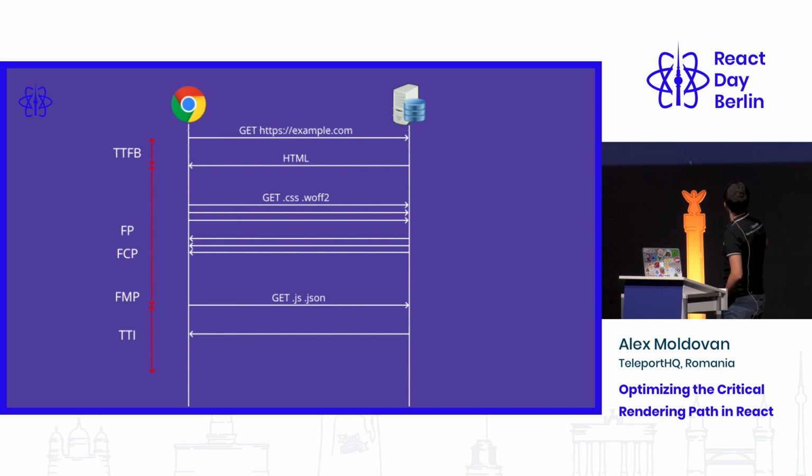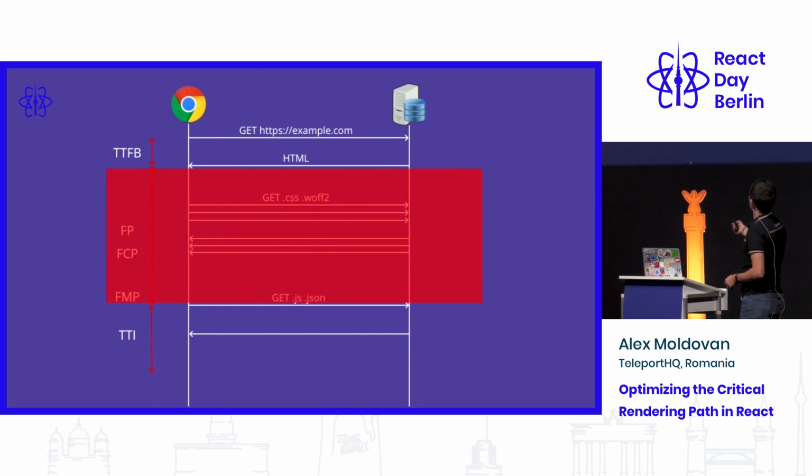Once we hit the first meaningful paint, we can actually continue with the rest of the resources. So we are going to focus on this part here. This part is related to interactivity, related to how you execute JavaScript and how much JavaScript you send to the user. But the goal for today is to simply focus on how can we get that first meaningful paint as soon as possible to our users.